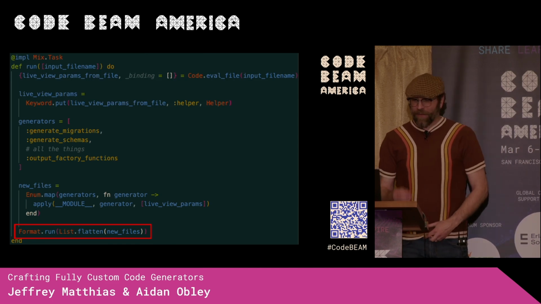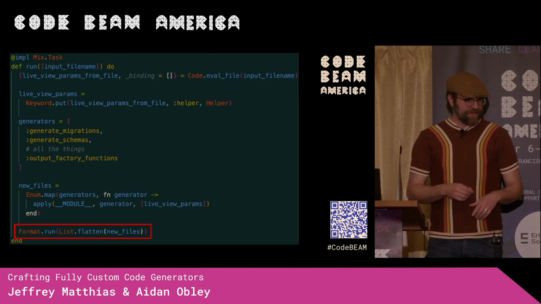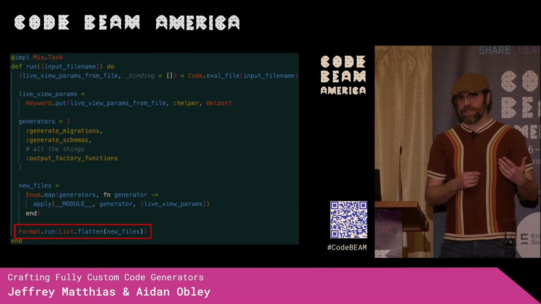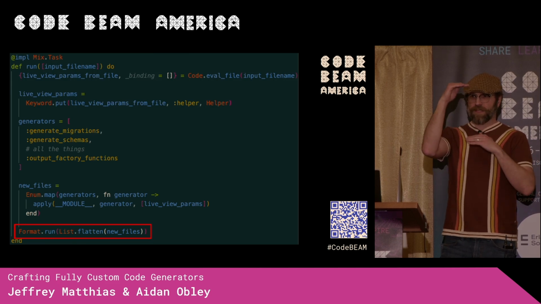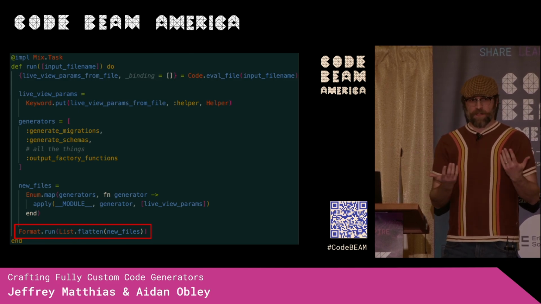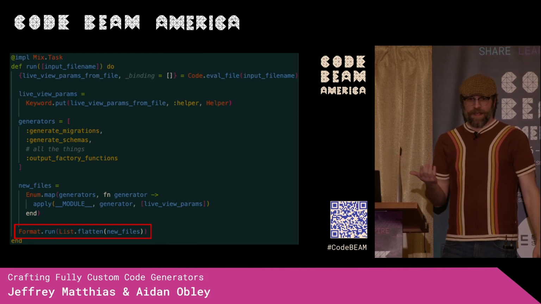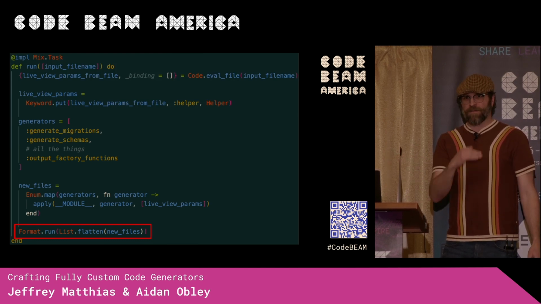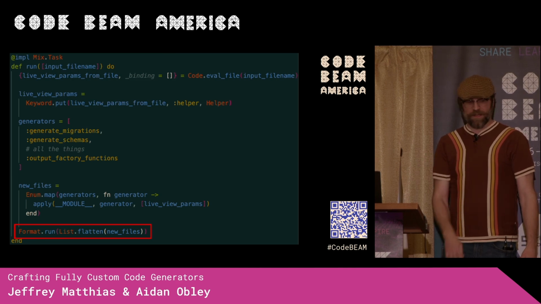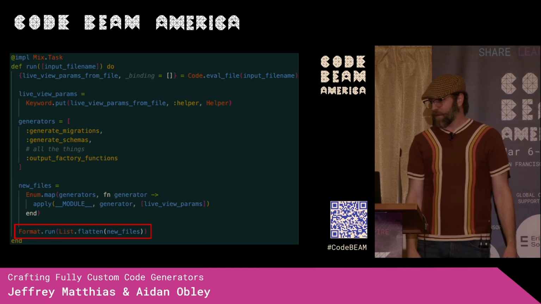The one other note is that the last function here, the output factory functions, is the one that just prints to the screen. So we use the helper file to generate that too, because it's just string manipulation. Then we just did an IO.puts on the output from that, and made sure it returned an empty list so that there was nothing for it to try and format.